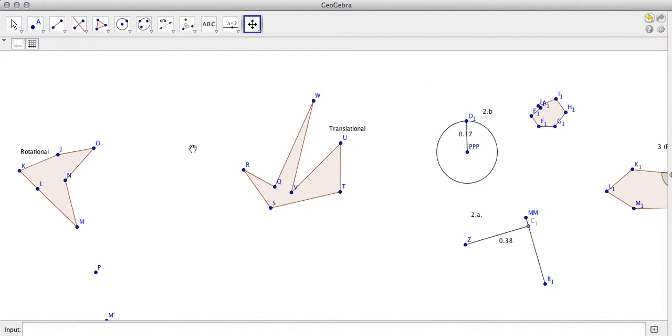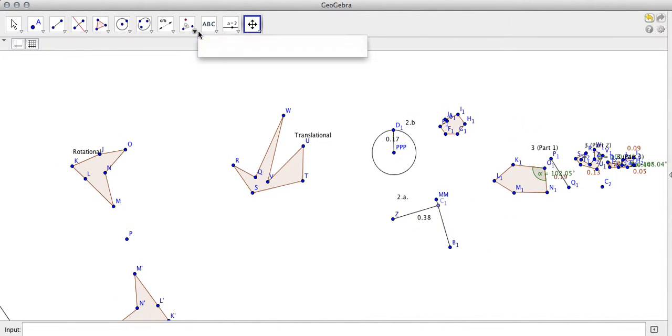Translational symmetry is when you take a shape and slide it so that each point and line are an image that is the exact length away.